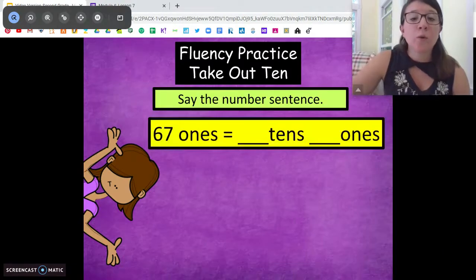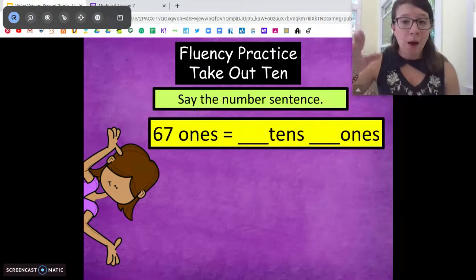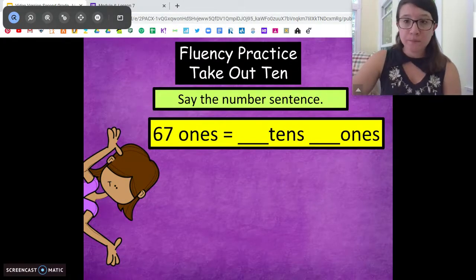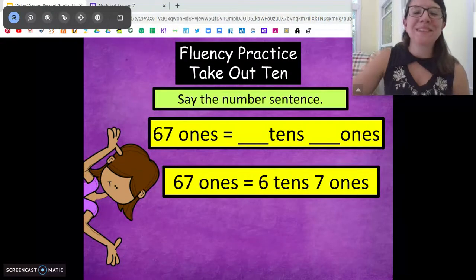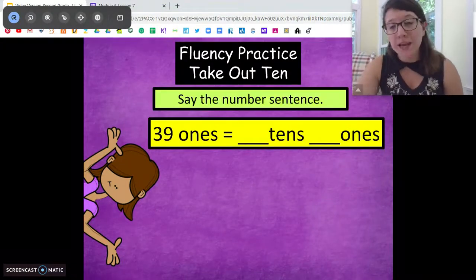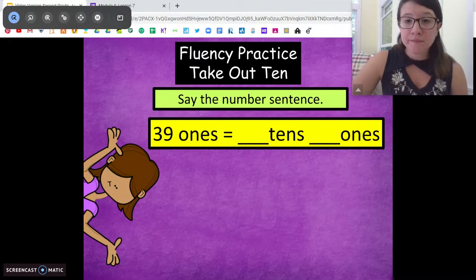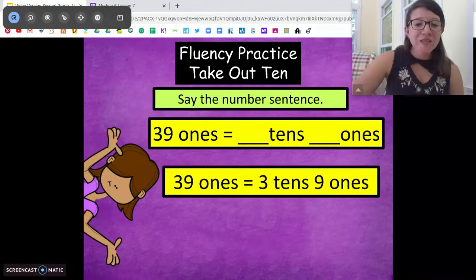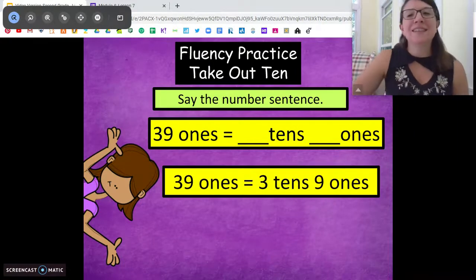So let's try this one. We have 67 1s. How many 10s, how many 1s? Awesome. 6 10s, 7 1s. Very good. Try this one. 39 1s. How many 10s, how many 1s? 39 1s equals 3 10s, 9 1s.